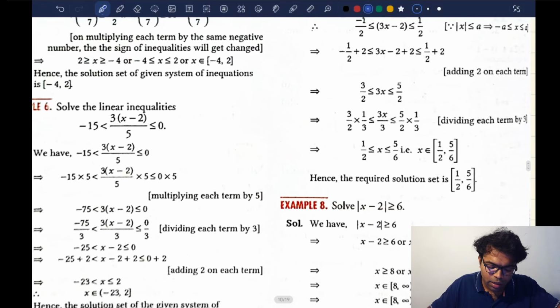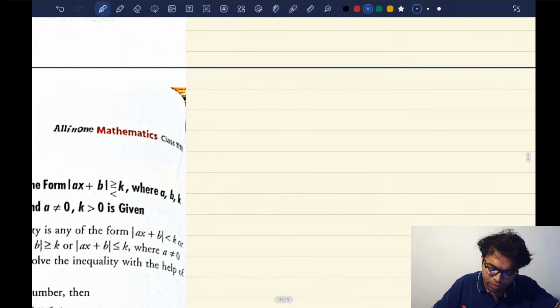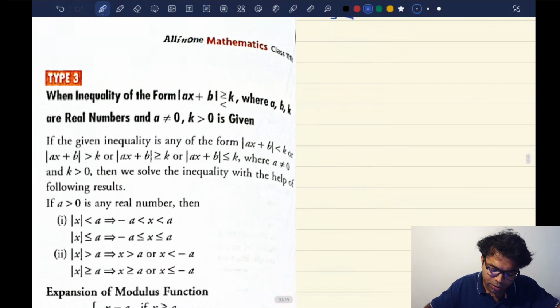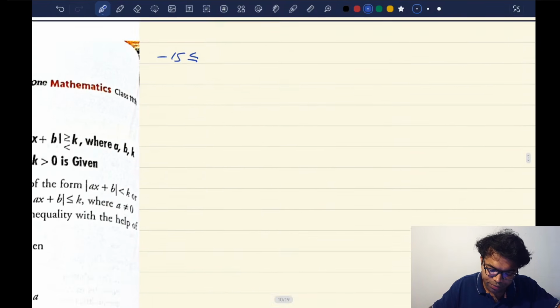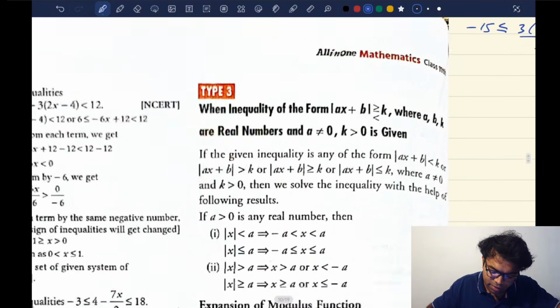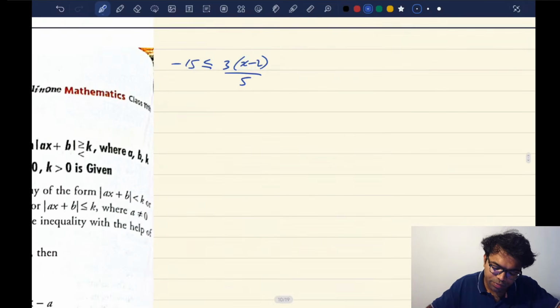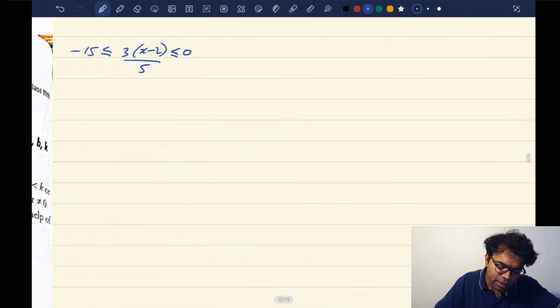Okay. Next question. Minus 15 is less than or equal to 3 into x minus 2 upon 5, which is less than or equal to 0. Okay, so how will we do this? Again, you multiply all the sides by 5. What do you get? Minus 15 fives are minus 75 is less than or equal to 3 into x minus 2 is less than or equal to 0.